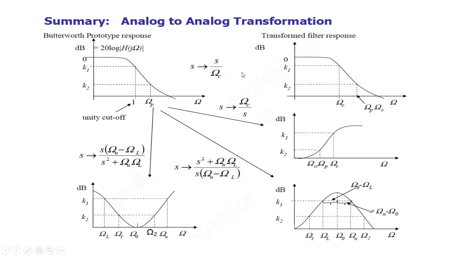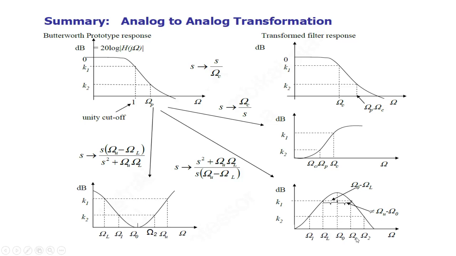Now, if we want to convert it into a denormalized function, the transformation is, we need to replace S with omega C by S, and this is the transformation. Now, this unity cutoff frequency will be replaced with omega C cutoff frequency. For now, the transformation S to omega C by S is a high pass transformation, and we can design a high pass filter from the low pass filter prototype.